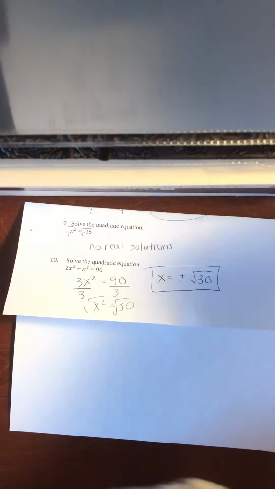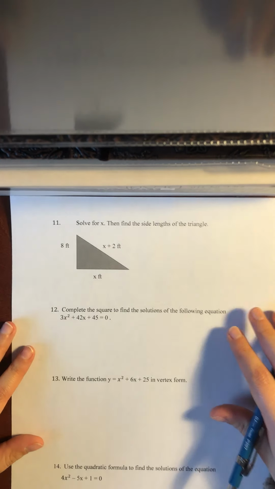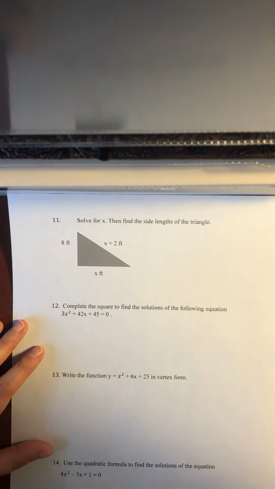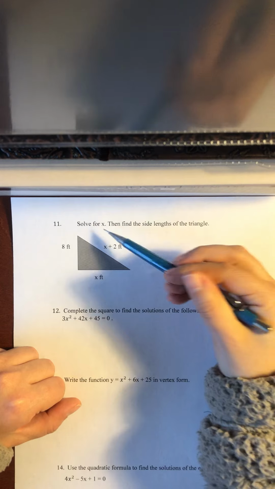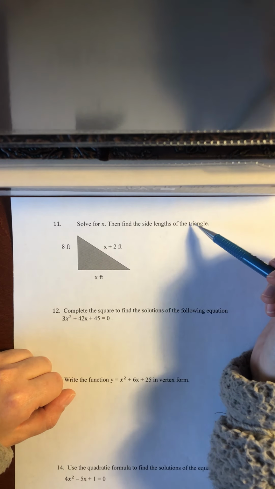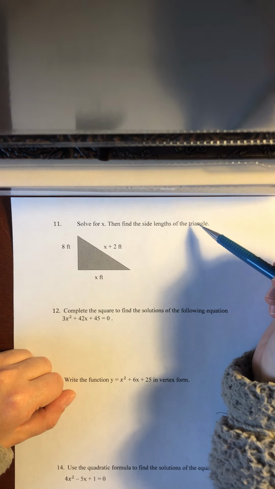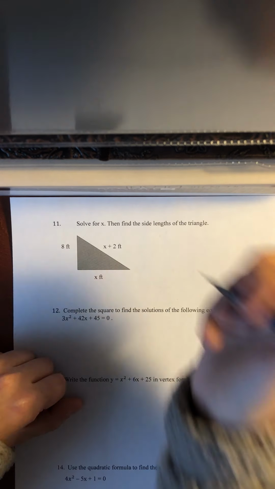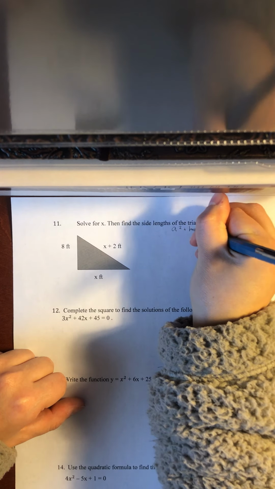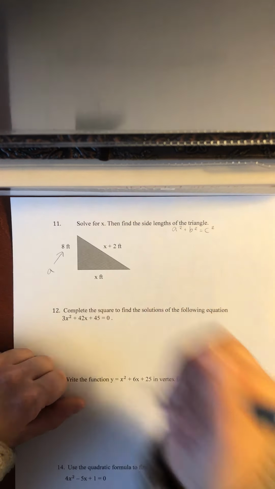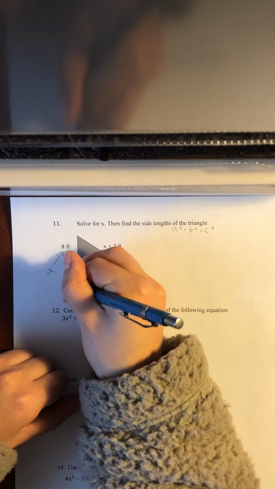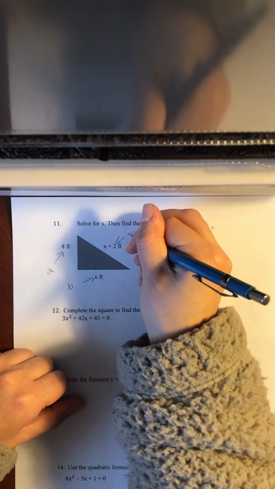Okay, next problem. This is a little bit more complex, this one. We're going to have to use Pythagorean theorem. So solve for x, then find the side lengths of the triangle. Remember that Pythagorean theorem is a squared plus b squared equals c squared. So I'm going to say that 8 is a, I'm going to say x is b, and I'm going to say this is c.